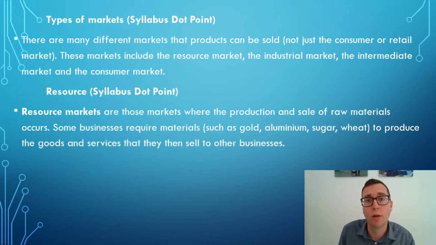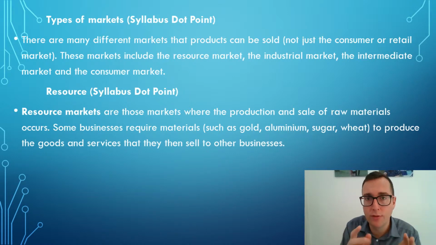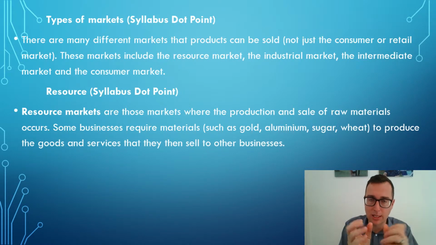Resource markets, what are these? They are those markets where the production and sale of raw materials occur. Now, some businesses require materials such as gold, aluminium, sugar or wheat to produce the goods and services that they then sell to other businesses. Later on, I'll give you a bit of an example about some of these particular markets. And I want you to think about the industry sector and these markets. These markets are marketplaces. They're not industry sectors.